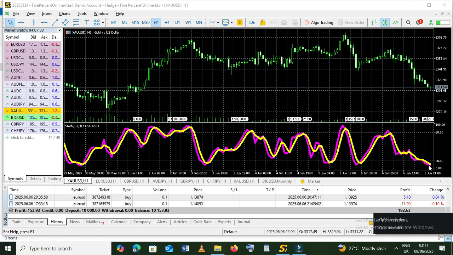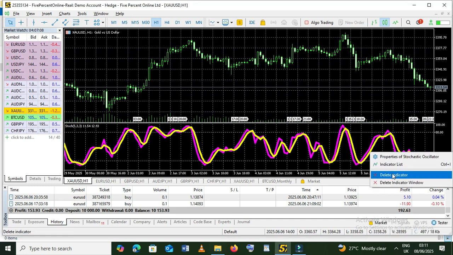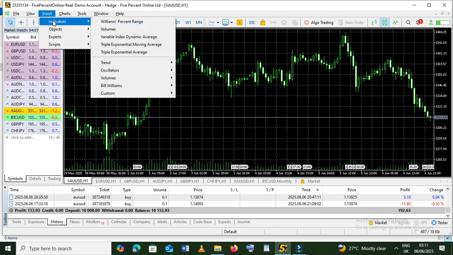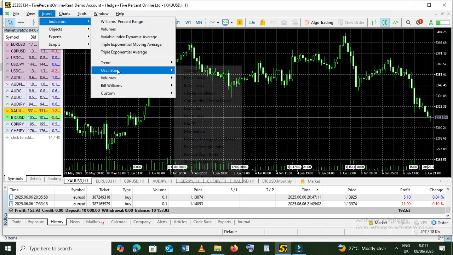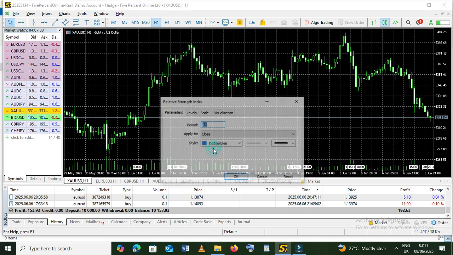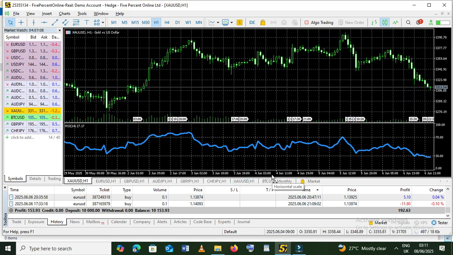So after analyzing the market using stochastic, you can close by right clicking on the indicator and clicking delete. Now let's click on indicator again, go to oscillator, then go to RSI, relative strength index. Click on it, click OK. I'm using a blue line. This RSI is more similar to a stochastic oscillator. RSI is also used to measure the strength of the market. In RSI, it has point 70 and point 30.